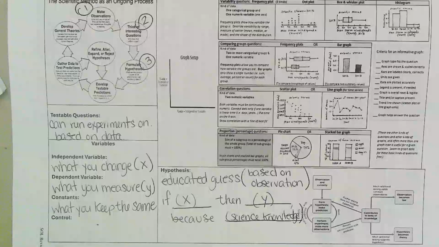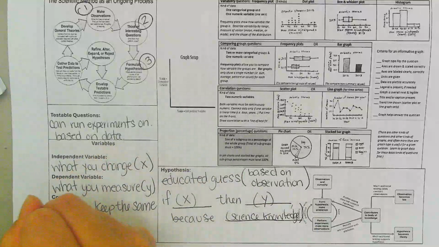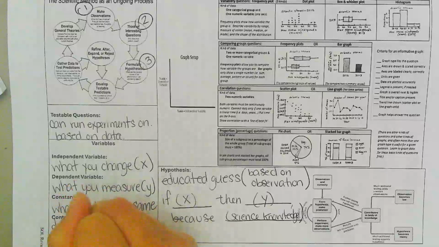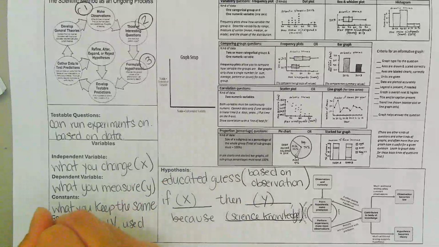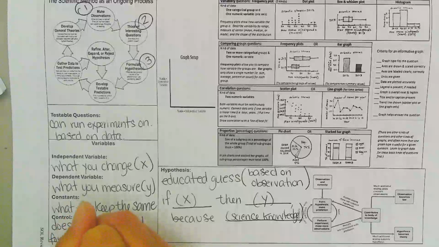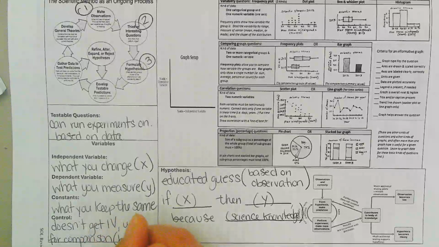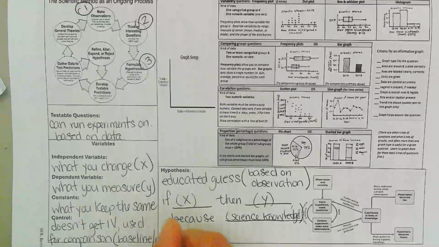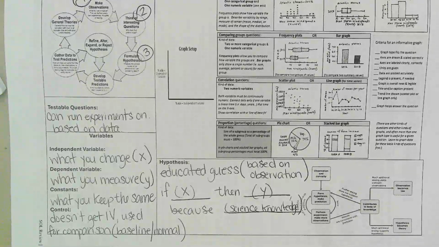What's a control group? The one that doesn't get the IV, right? This is my baseline. This is my comparison. It should be considered your normal group. So I need this to compare to. So in the case of breakfast increasing test scores, my control group would be the person who doesn't have any breakfast.